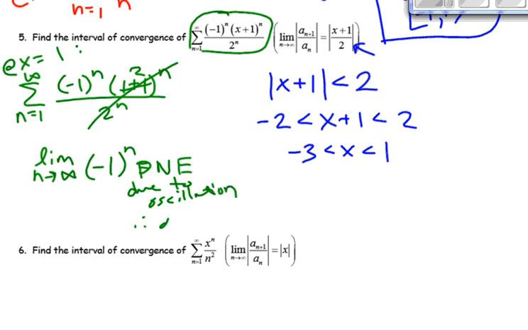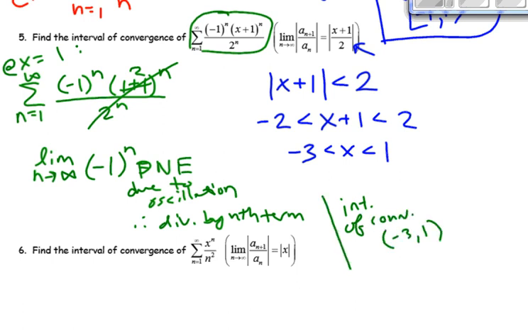Therefore, it diverges by the nth term test. So both of our endpoints diverge here. So the interval of convergence would be -3 to 1, with open endpoints.